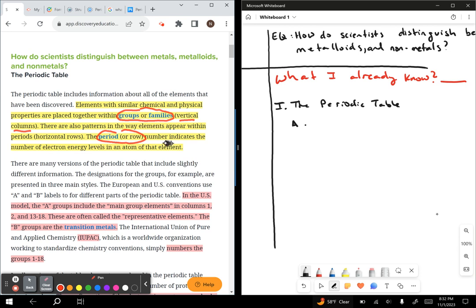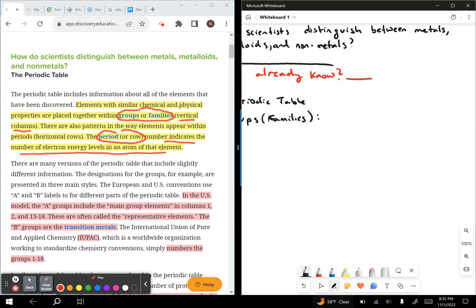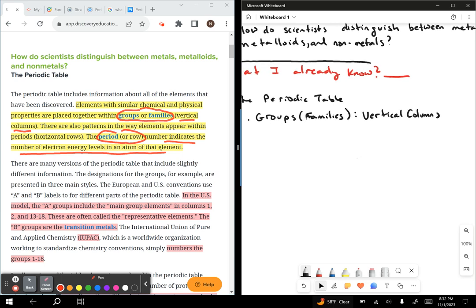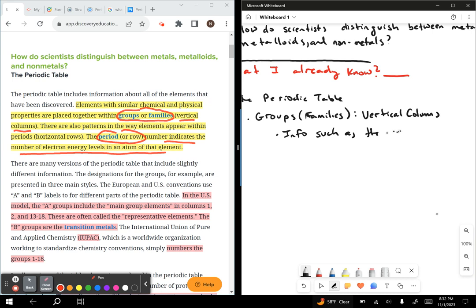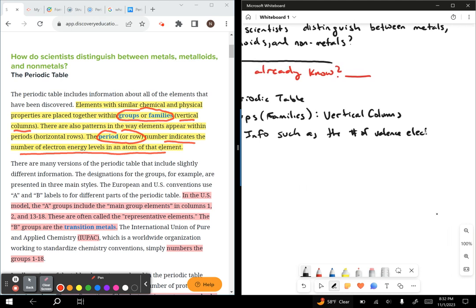And what do they tell us? They indicate the number of electron energy levels in an atom, right? So let's go ahead and write that down. We got groups, aka families. What are these? These are the vertical columns. They give us information, a lot of different information actually, but so far you've learned that info such as the number of valence electrons, right? You guys have learned about that.